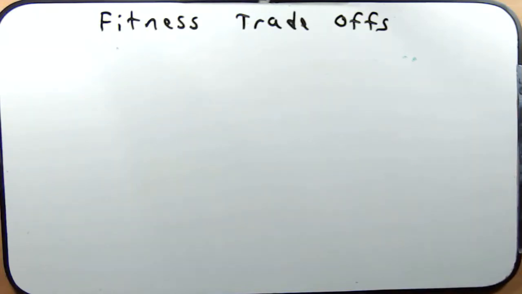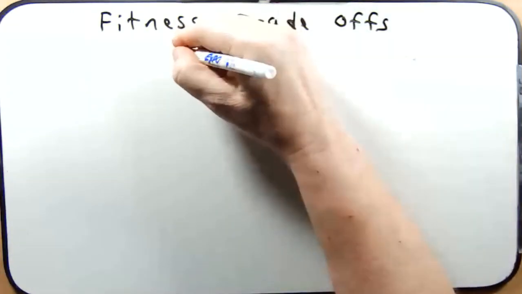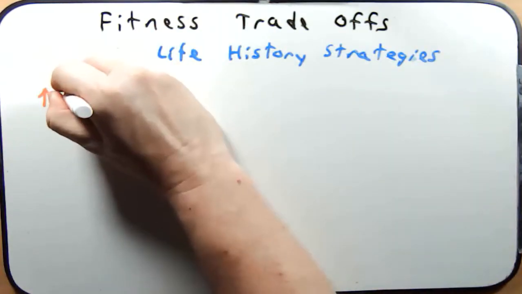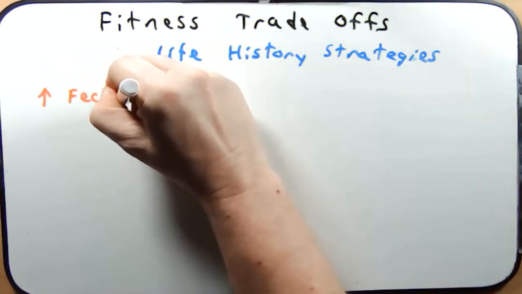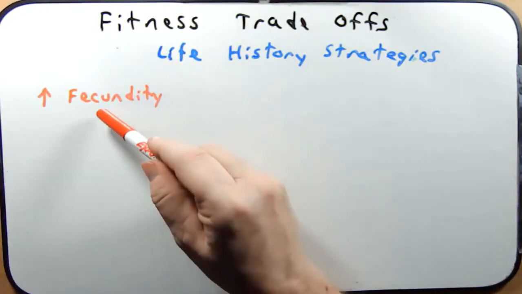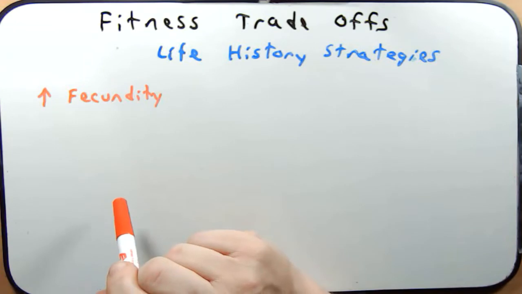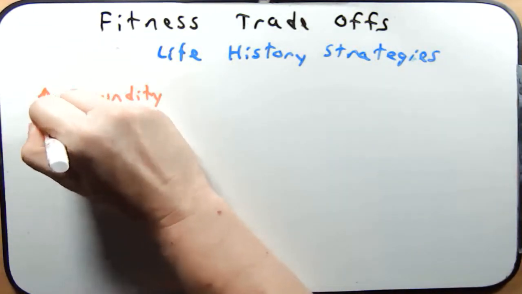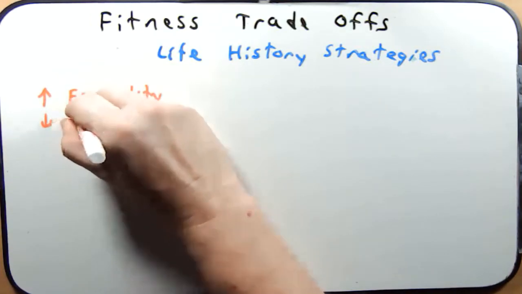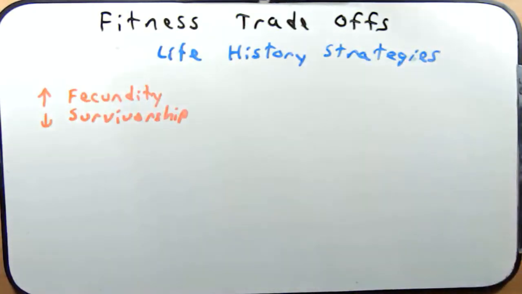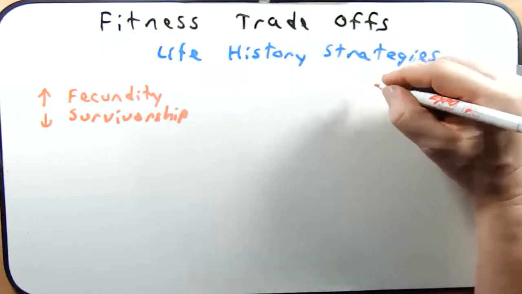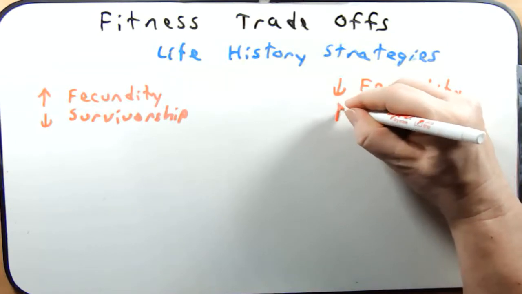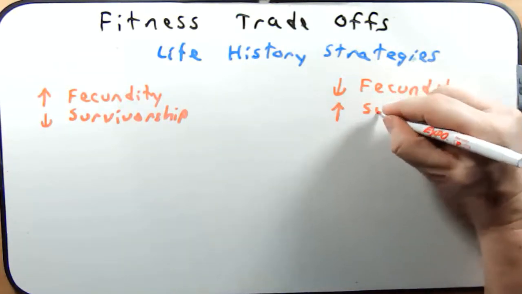So when we think about these trade-offs, we can think about them in this summary of life history strategies. On this side, I'm going to say high fecundity, and I want to introduce that word to you. This just means the ability to have progeny, so high fecundity means a lot of progeny. Also on this side, I'm going to put decreased survivorship. Other organisms might have the other extreme of a lower fecundity, but that comes with an increase in survivorship.